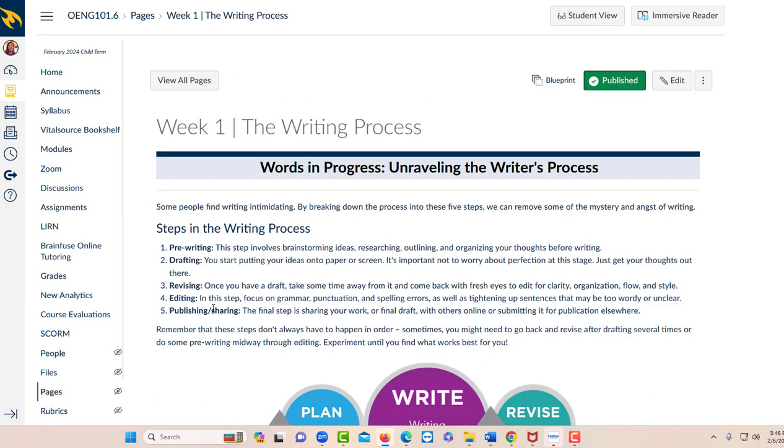So here are the different steps of the writing process. Pre-writing. This step involves brainstorming ideas, researching, outlining, and organizing your thoughts before writing. Drafting. You start putting your ideas onto paper or screen. It's important not to worry about perfection at this stage. Just get your thoughts out there.